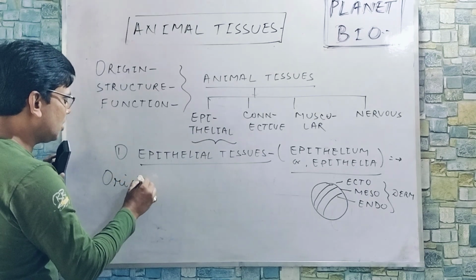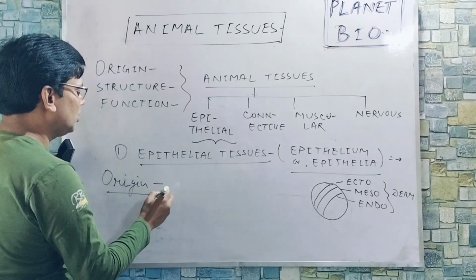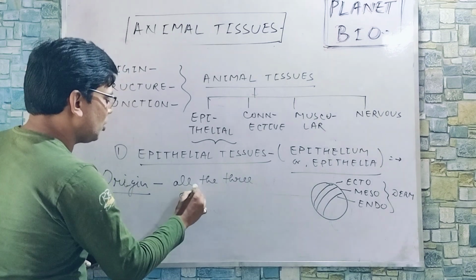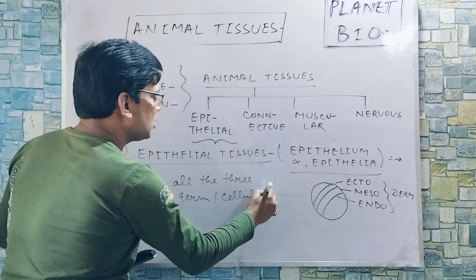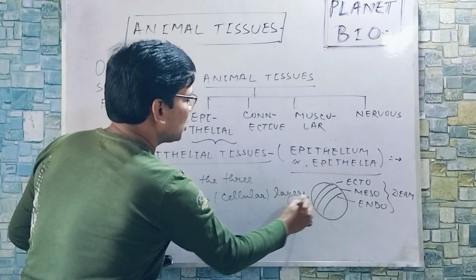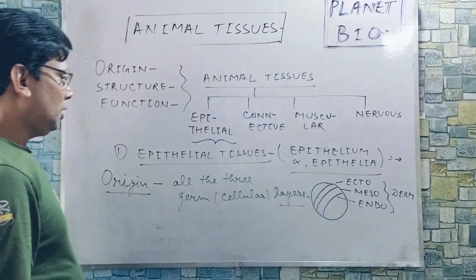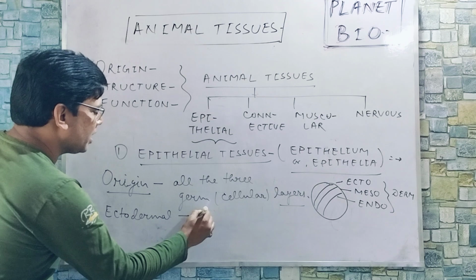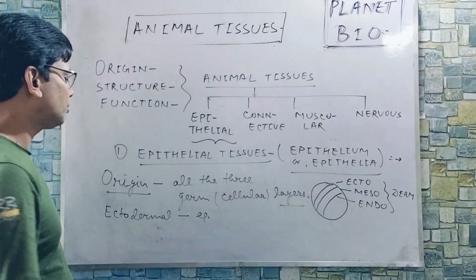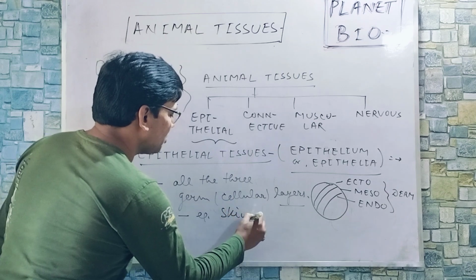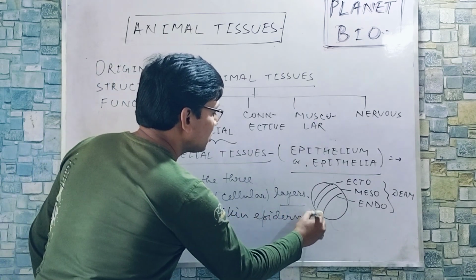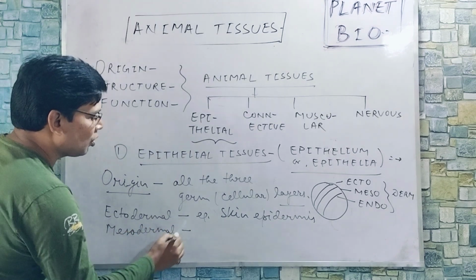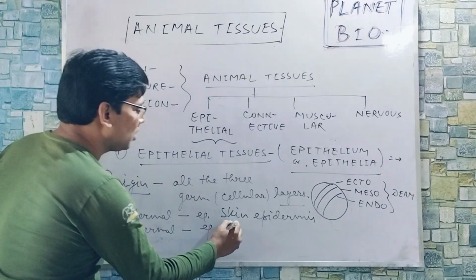So we can write, originates or develops from all the three germ or cellular layers, that is ectoderm, mesoderm, and endoderm. Now, so far as ectodermal origin is concerned, what will be the example? We can write skin epithelium, skin epidermis. Now, so far as mesodermal origin of epithelia is concerned, example is gut epithelium.